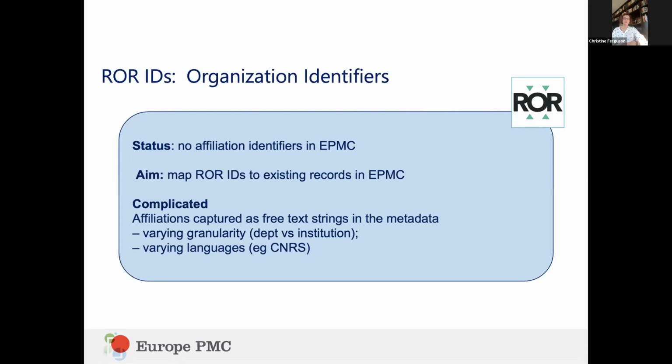Some of the institutions were captured in languages other than English. For example, some of the French institutions like the CNRS. Other times they're included in articles by the English names. So the French National Center for Scientific Research wouldn't ring many bells. So our aim is to map ROR IDs to existing records in Europe PMC, but given the complications, how are we going to do this?